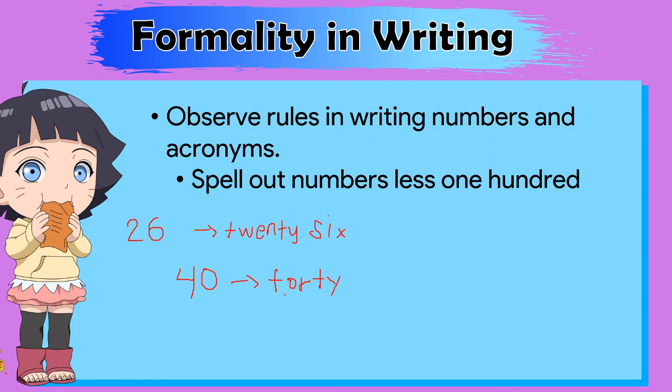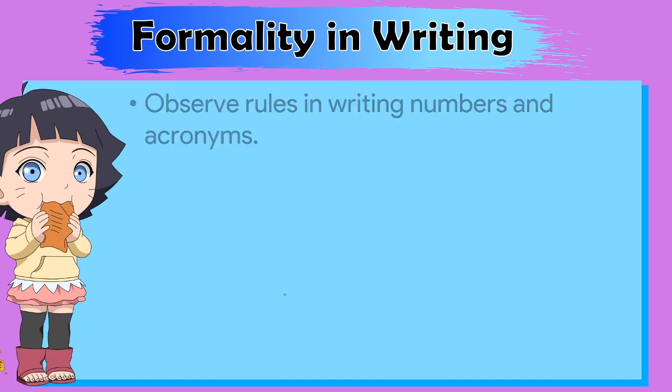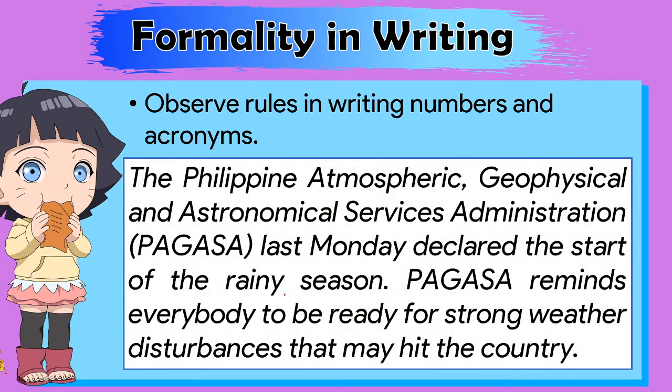Now, what is the rule for acronyms? How do we write acronyms? In acronyms, be sure to provide what the acronym stands for the first time it appears on the paper, and then put the acronym within parentheses. Thereafter, you can write the acronym only to refer to the same entity.